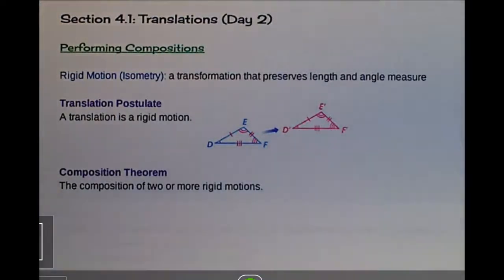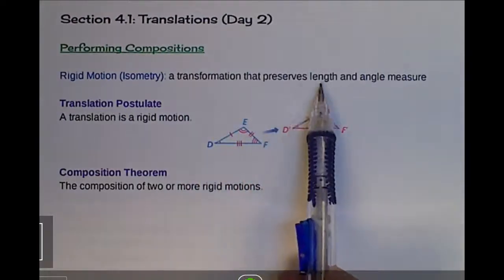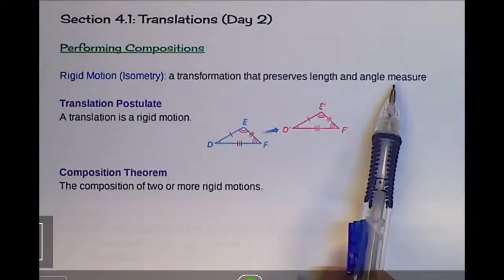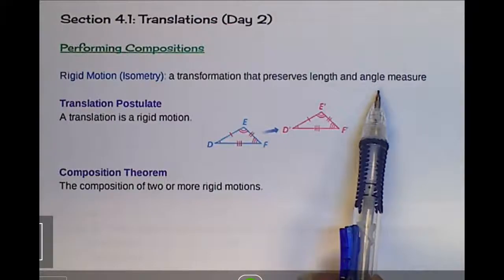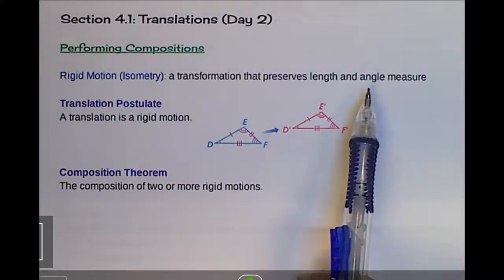And first we need to define what rigid motion is. Rigid motion, also known as isometry, is when you have a transformation that preserves length and angle measure. So your shape doesn't change at all. The original shape is completely congruent to the final shape.